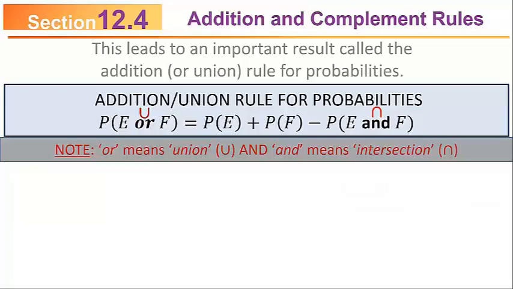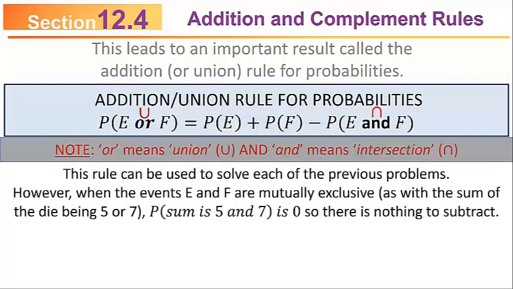Noting this leads to an important result called the addition or union rule for probabilities. Remember, that's one of the ones that I flashed up earlier. It says that the probability of E or F is equal to the probability of E plus the probability of F minus the probability of E and F. And if you look at that formula, it encapsulates the difference that we just noticed between those two earlier examples. You could have used this rule to solve both of the earlier problems, but you don't have to. We were able to figure out a way to do it without using the formula.